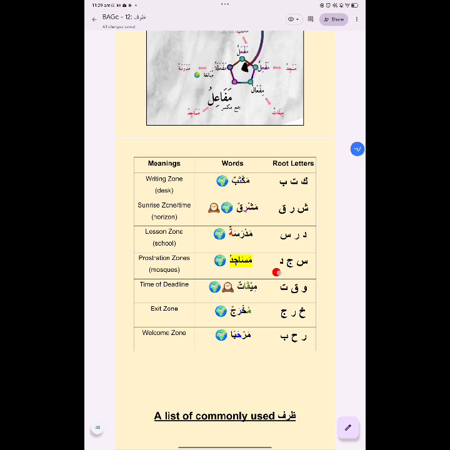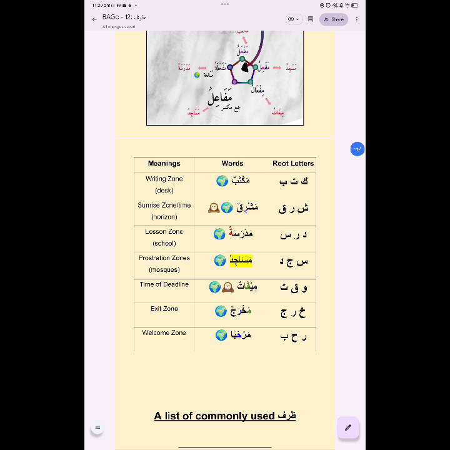Similarly, the root letters sin, jim, and dal; then waqata, the time of deadline; then the word kharaja, the exit zone, used in the word mukhrajun. Rahaba becomes marhaban, the welcome zone. This is actually a greeting that all of us are aware of, but we just didn't know that it was actually an ism zarf makan. So marhaban means a welcome zone.